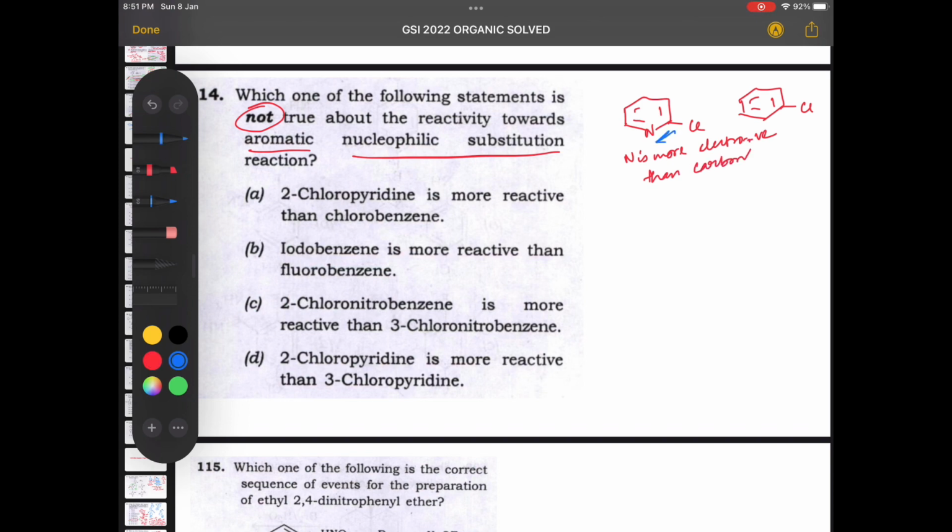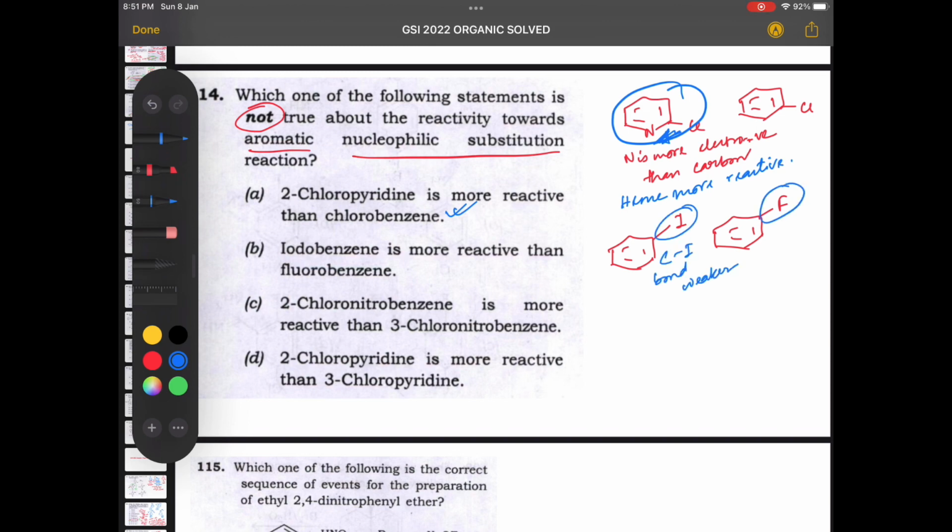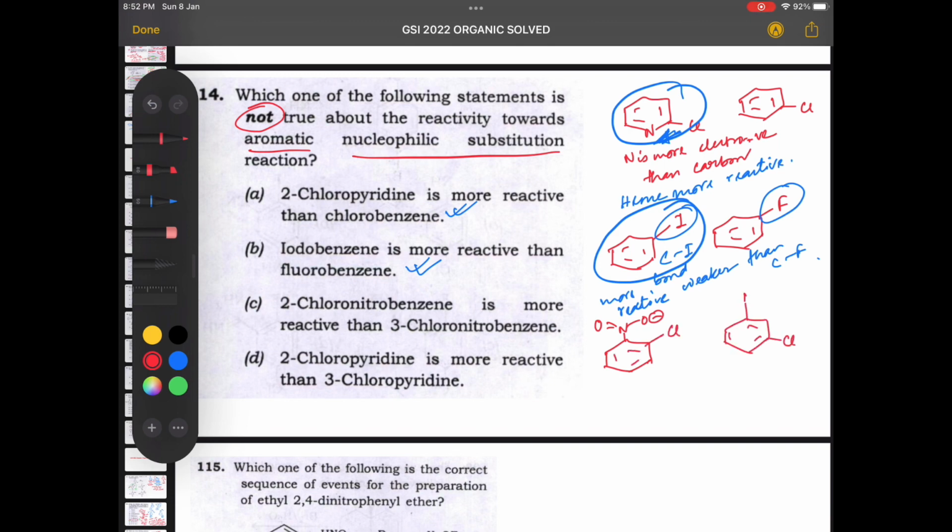We have been given this particular compound, 2-chloropyridine. Now nitrogen is more electronegative than carbon, and hence for aromatic nucleophilic substitution, 2-chloropyridine is obviously more reactive than chlorobenzene, as you can understand. Now iodobenzene is more reactive than fluorobenzene, obviously, because carbon-iodine bonds are weaker than carbon-fluorine bonds in general, and hence the carbon-iodine bond will break more easily than the carbon-fluorine bond if there are no other groups present.